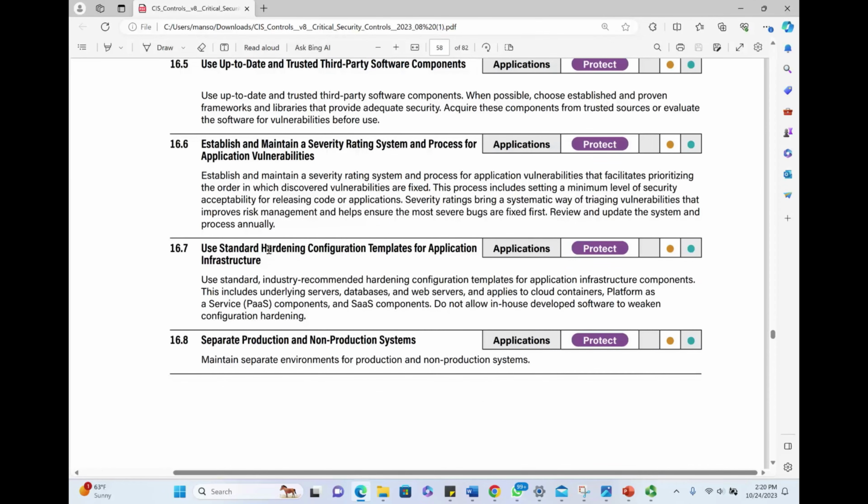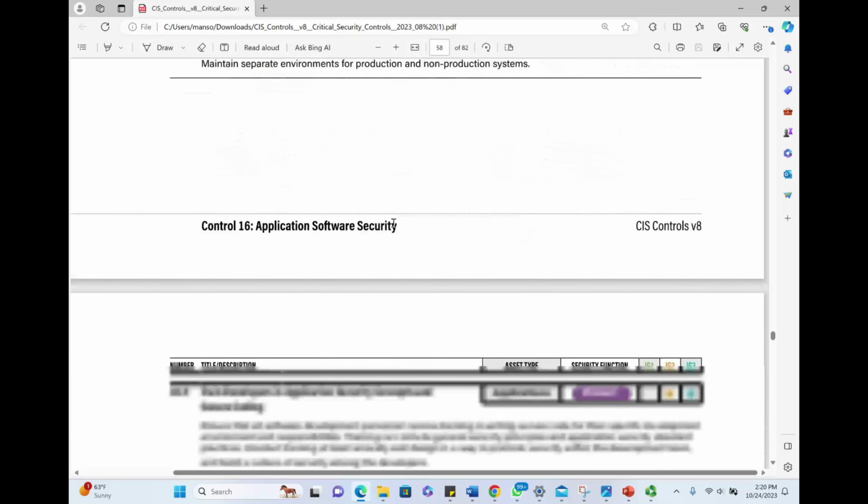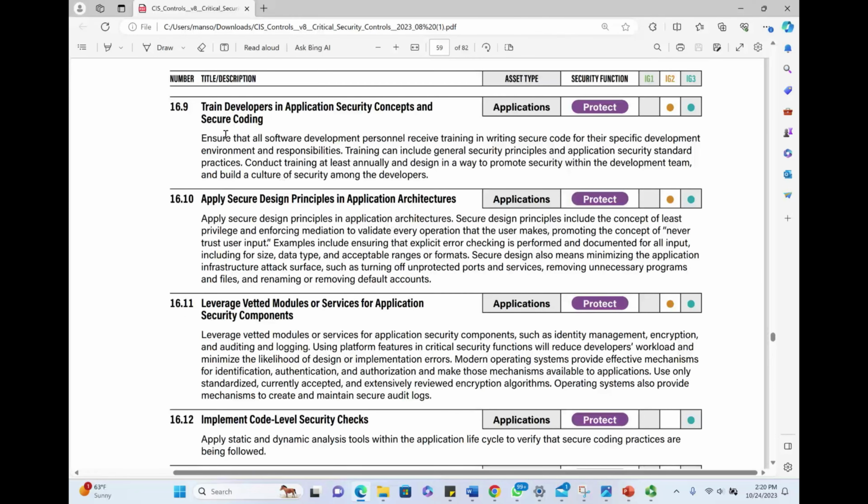Use standard hardening configuration templates for application infrastructure. Separate production and non-production systems. This is basically based on internal control. The people who are producing and developing the system should not be the same. Train developers on application security concepts and secure coding. Notice this belongs to IG2 and IG3. You have to have the funds. Apply secure design principles in application architecture. Leverage vetted modules or services for application security components.